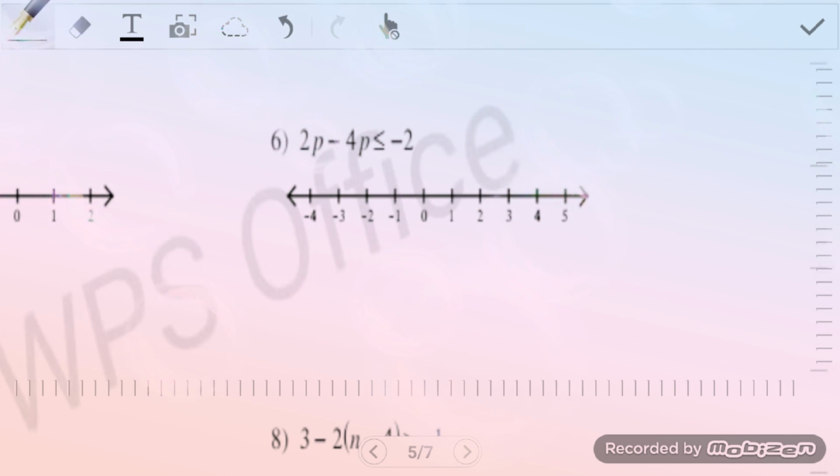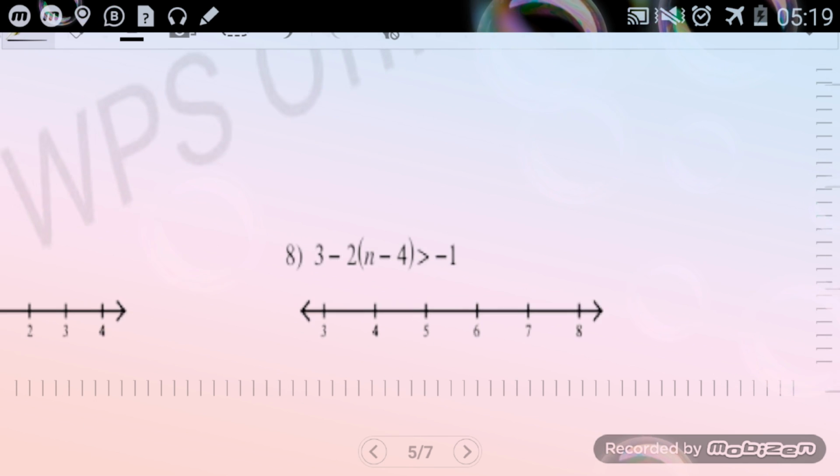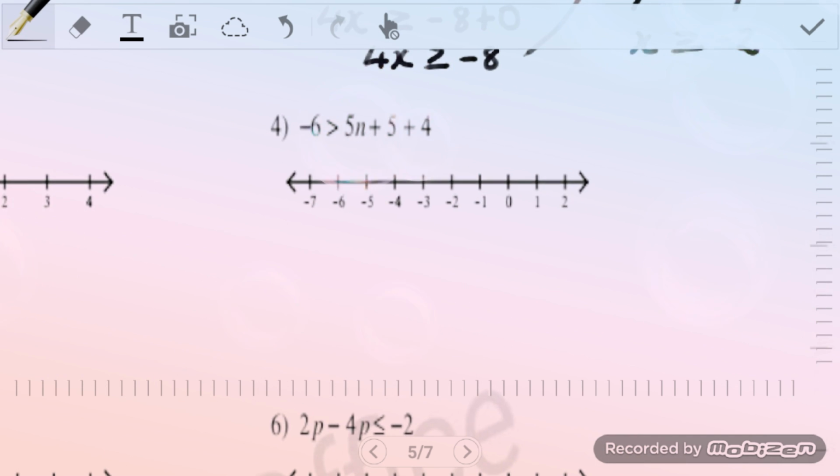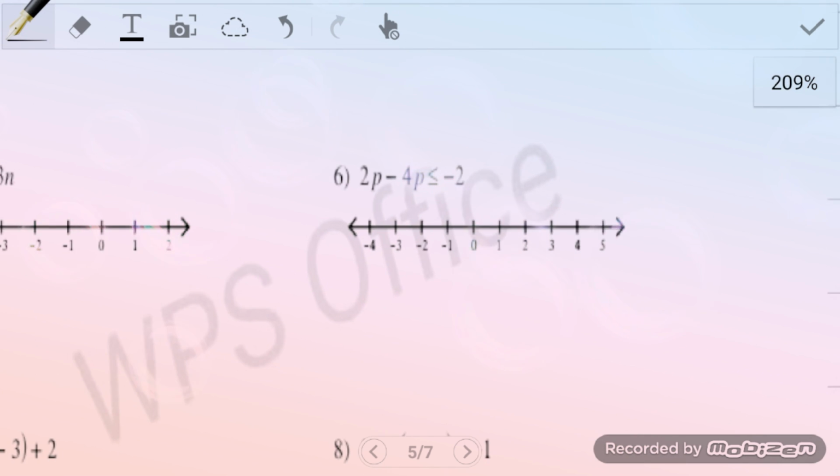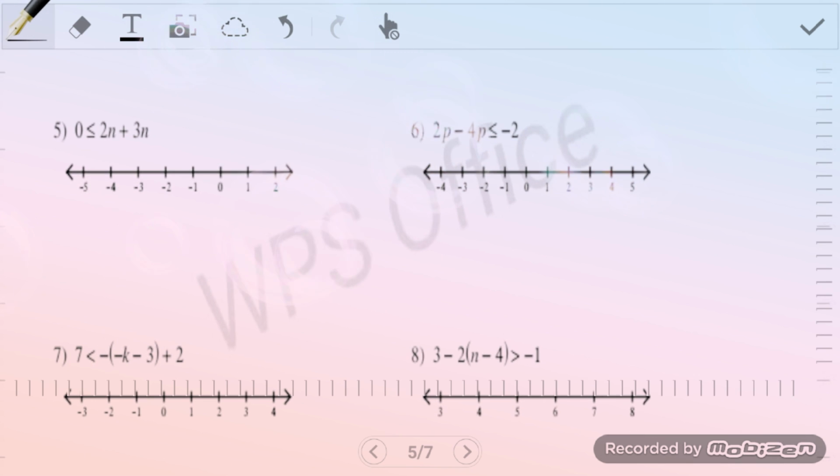Because as you can see, if you're going to be attempting this question, you'll realize that there is no need for you to actually transpose, because the variable, which in this case is p, is on the same side. So it only makes sense to subtract the 4p from the 2p, and you're going to find that the answer is minus 2p. So 2p take away 4p is equal to negative 2p.